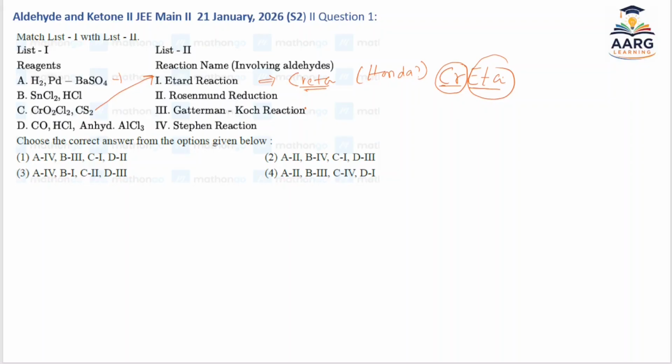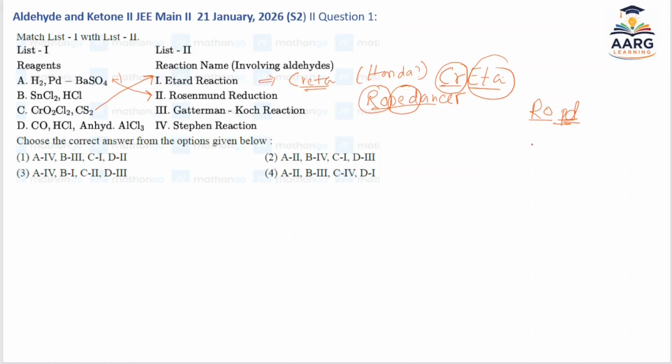Second reaction, Rosenmund reaction. I use the word rope dancer. So this is one part, this is the other part, rope dancer, RONPED. So the Rosenmund reaction is related to palladium. Where is palladium? You can see this is the palladium, so this is the Rosenmund reaction.